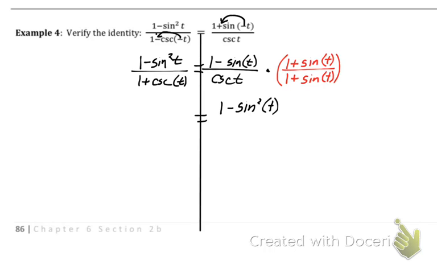All right, so that's 1 minus sine squared all over, and I'm just going to leave this as cosecant of t times 1 plus sine of t, because I generally don't distribute unless I know for a fact I have to. Unfortunately, we are going to have to distribute it, because look at the numerator of both those fractions.